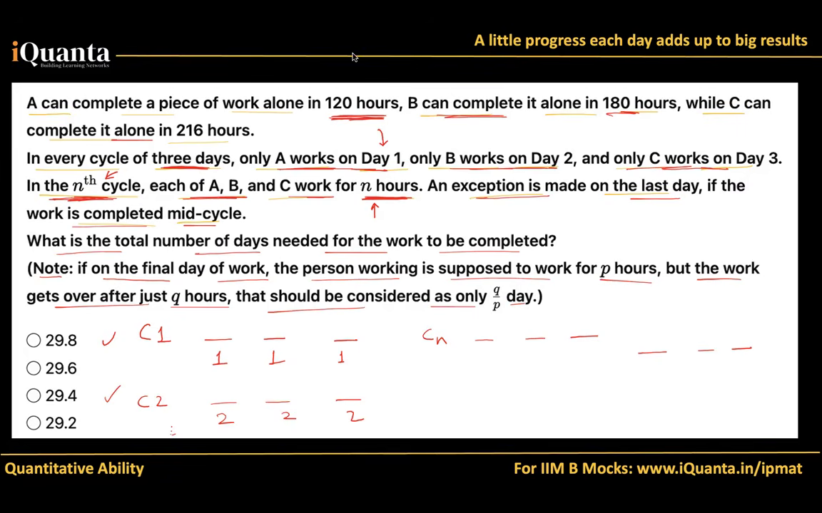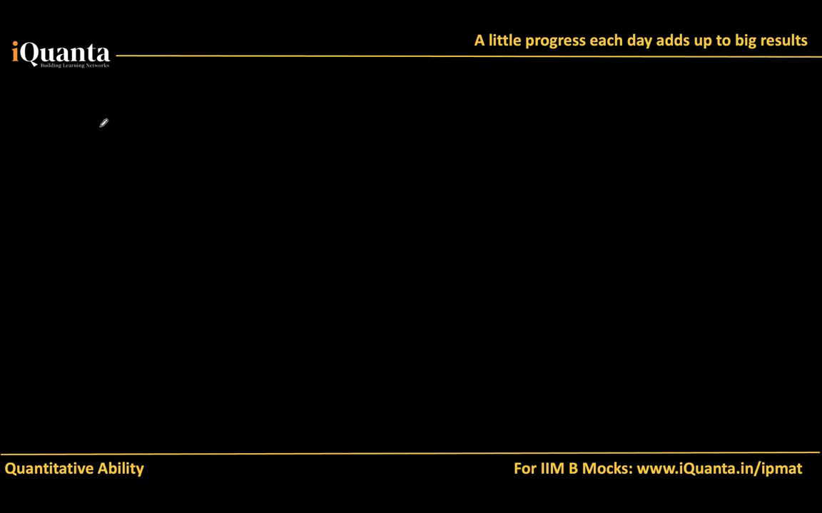So now we simply have to first find out what their efficiencies are, right? We have been given that they complete the work individually in these days. We'll try to find out total work done by them, and what is their efficiency? Clear? So we'll just pick up these values. A completes the total work in 120 hours, B can complete it alone in 180 hours, C can complete it alone in 216. So 120, 180, 216.